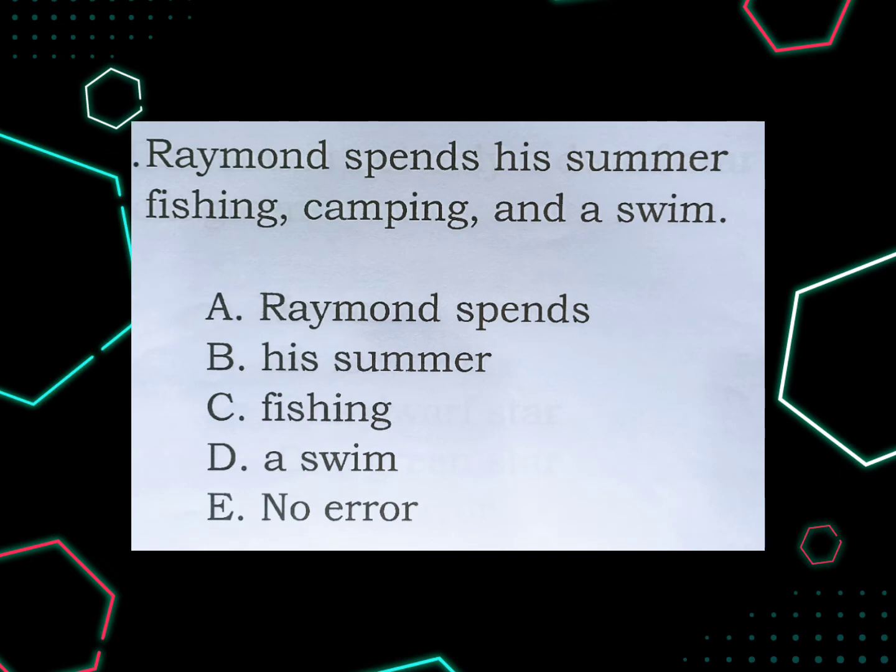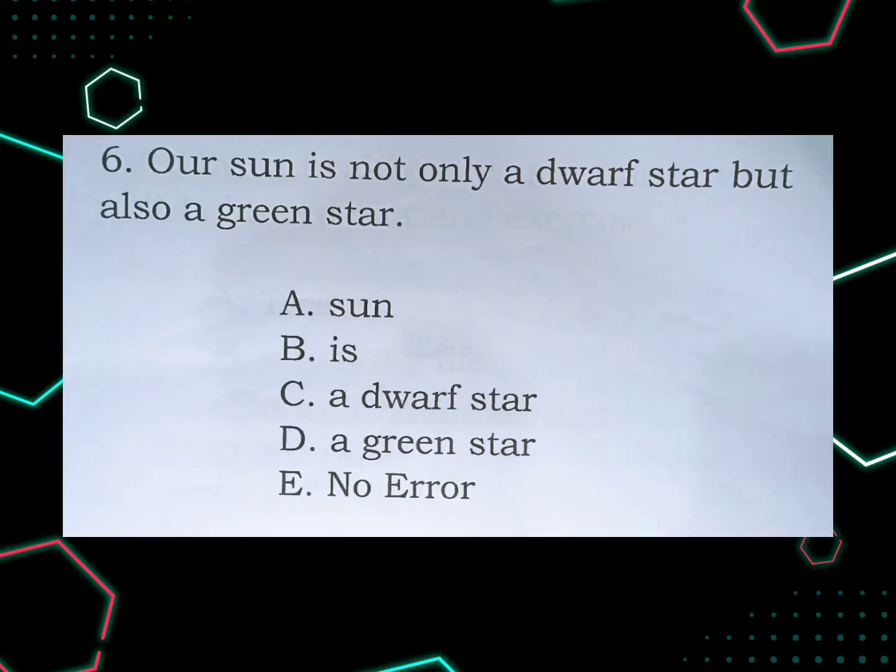Number 5. Raymond spends his summer fishing, camping, and a swim. A. Raymond spends. B. His summer. C. Fishing. D. A swim. E. No error. Number 6. Our sun is not only a dwarf star but also a green star. A. Sun. B. Is. C. A dwarf star. D. A green star.